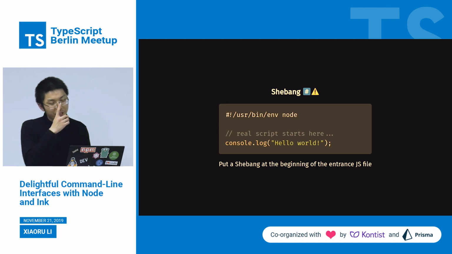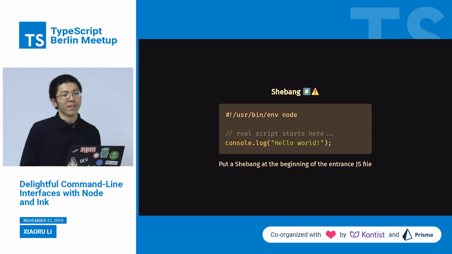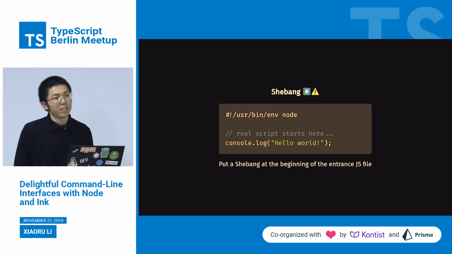So the first thing that we need to do to make our application complete is to add a shebang line onto the beginning of our entrance JavaScript file. And this line basically tells the shell that you use to run this chunk of code to run this file with whatever interpreter is defined here. For example, it's Node here. And sometimes you might have Bash, or sometimes you might have Python.